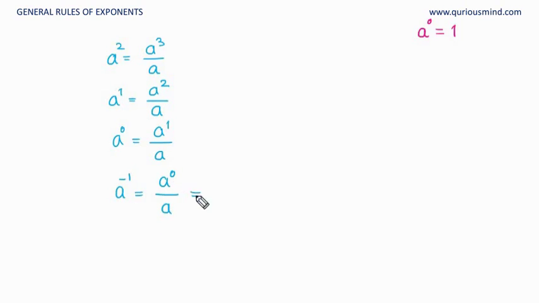And a raised to 0 is how much? It is 1. And 1 upon a. So a raised to minus 1 is 1 upon a. A is same as 1 upon a raised to 1. So a raised to minus 1 is equal to 1 upon a raised to 1. Let's see if it is valid for all other powers also.